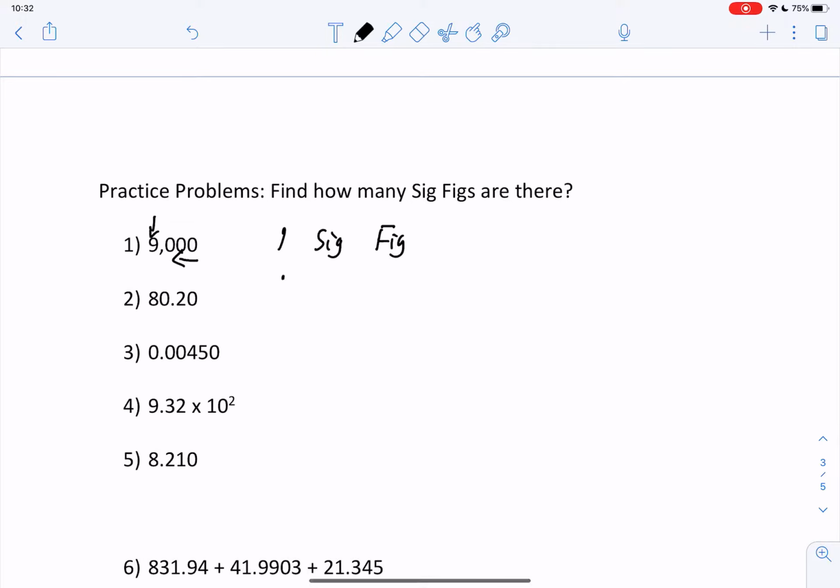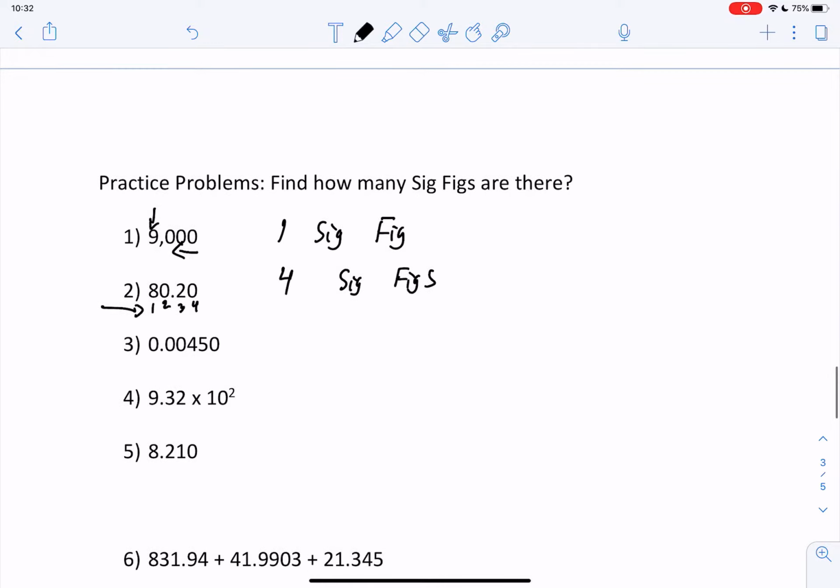80.20, that is 4 sig figs. Right? The decimal is present, so we go from Pacific to Atlantic side. We start counting when we hit our first non-zero number. 1, 2, 3, 4. Number 3 is 3 sig figs.